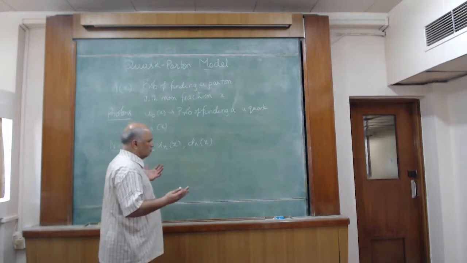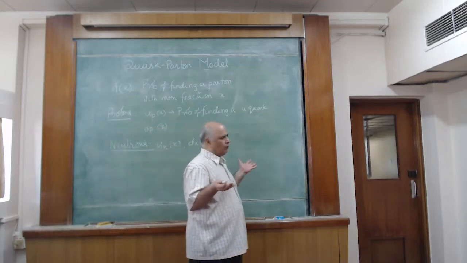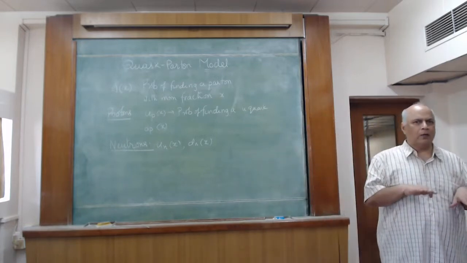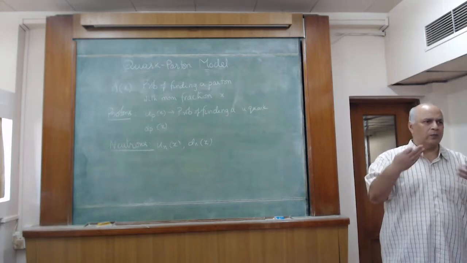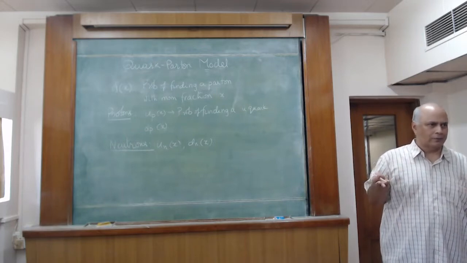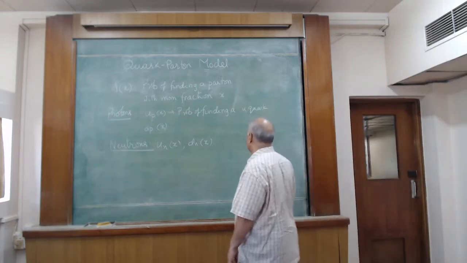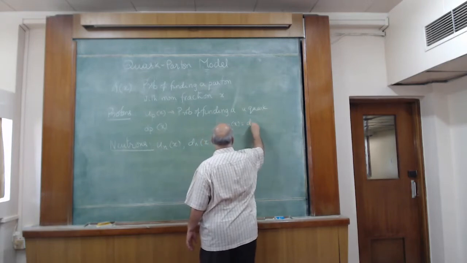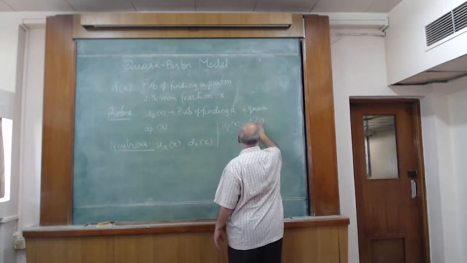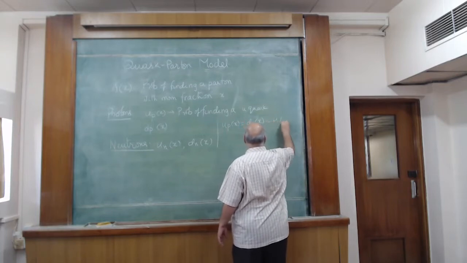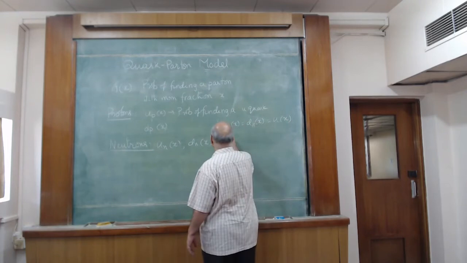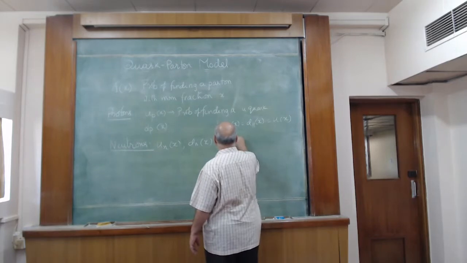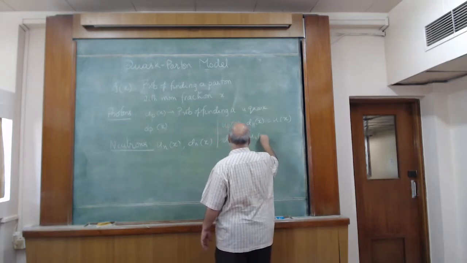And if we interchange the up quarks in proton with down quarks and down quarks in proton with up quarks, we get a neutron. So we can say that up of x is equal to dn of x, which I'll call u of x, and dp of x is equal to un of x.